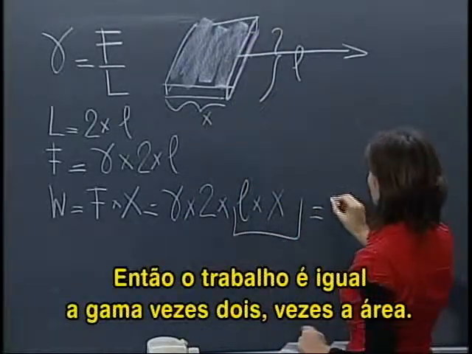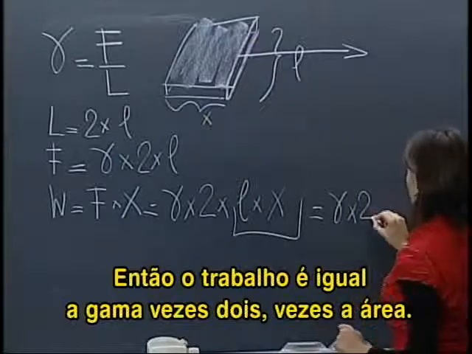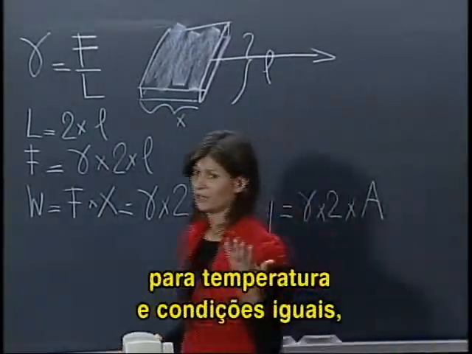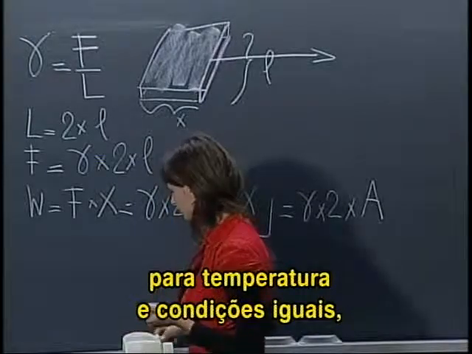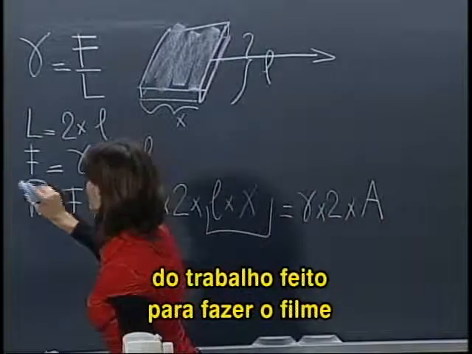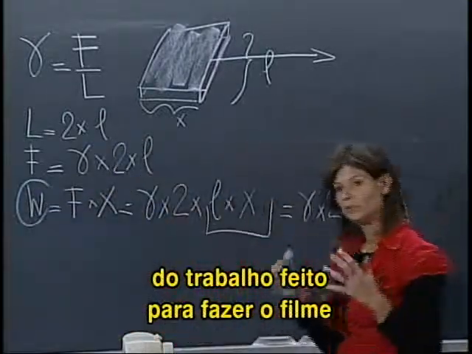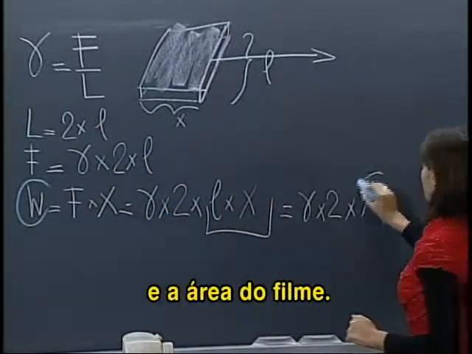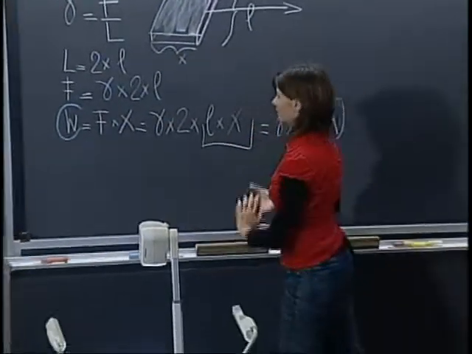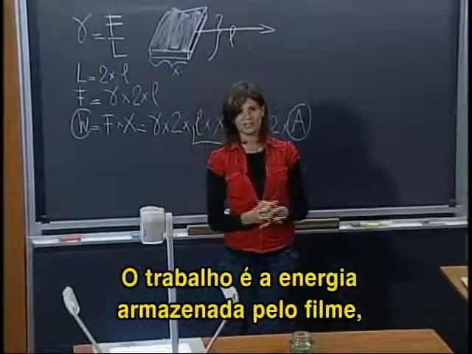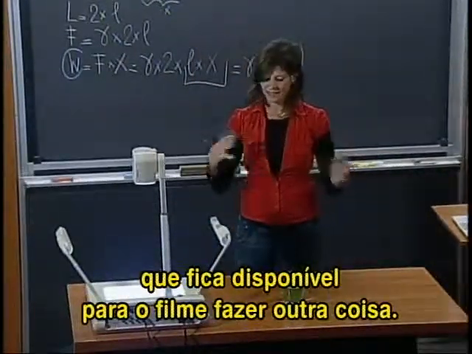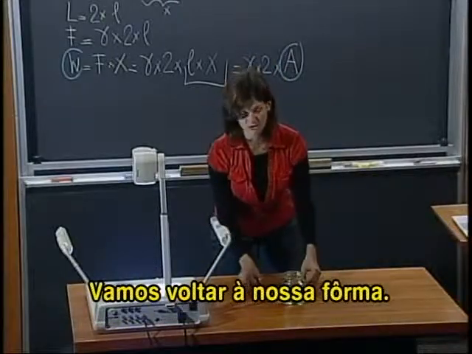So the work is equal to gamma times 2 times the area. Gamma is constant for constant temperature and in equilibrium conditions. So we end up with a relationship between the work that we apply to make a film and the area of the film itself. They are proportional. This work is actually the energy that is stored by the film, and it's available to the film itself to do something else. Let's go back to our frame.